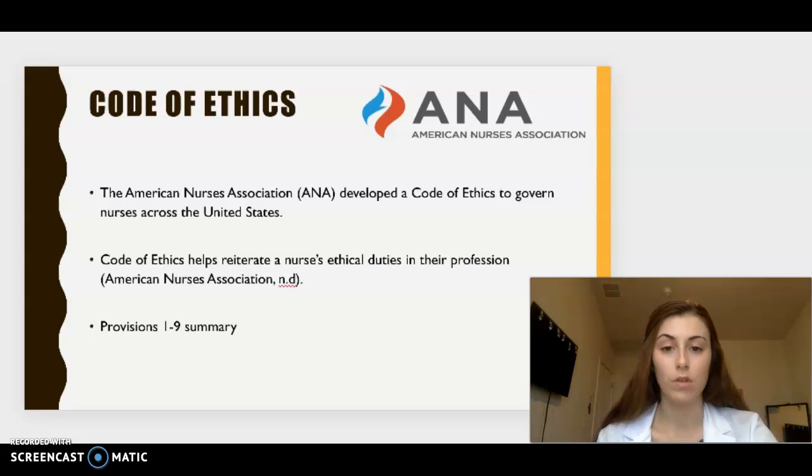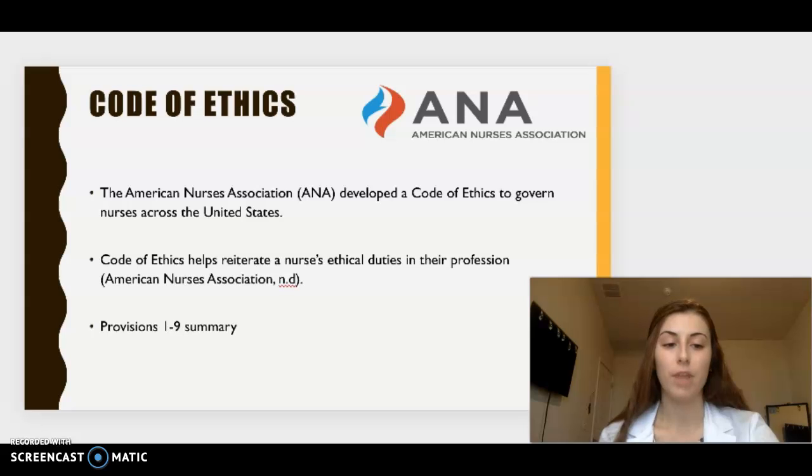So the first provision of the Code of Ethics, just as a reminder, is practicing with compassion and respect for all patients. 2, commitment to the patient and the family as the nurse. 3, advocate for the rights and protect the patient's rights. So advocating for them and protecting their rights. 4, making decisions and taking action to give the best care possible for your patient.